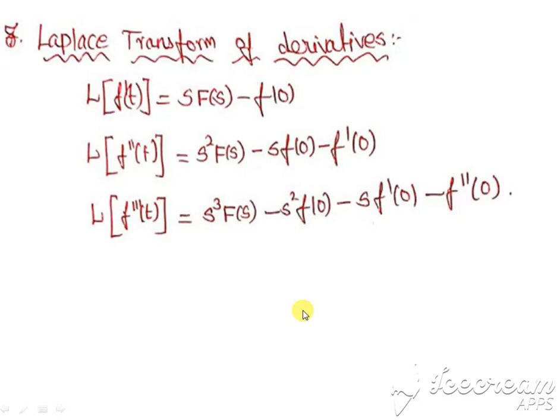Then the eighth one, Laplace transform of derivatives. This property is used for solving differential equations. Laplace of f dash of t is s into F of s minus f of 0. Laplace of f double dash of t is equal to s squared F of s minus s into f of 0 minus f dash of 0. Laplace of f triple dash of t is equal to s cube F of s minus s squared f of 0 minus s f dash of 0 minus f double dash of 0.